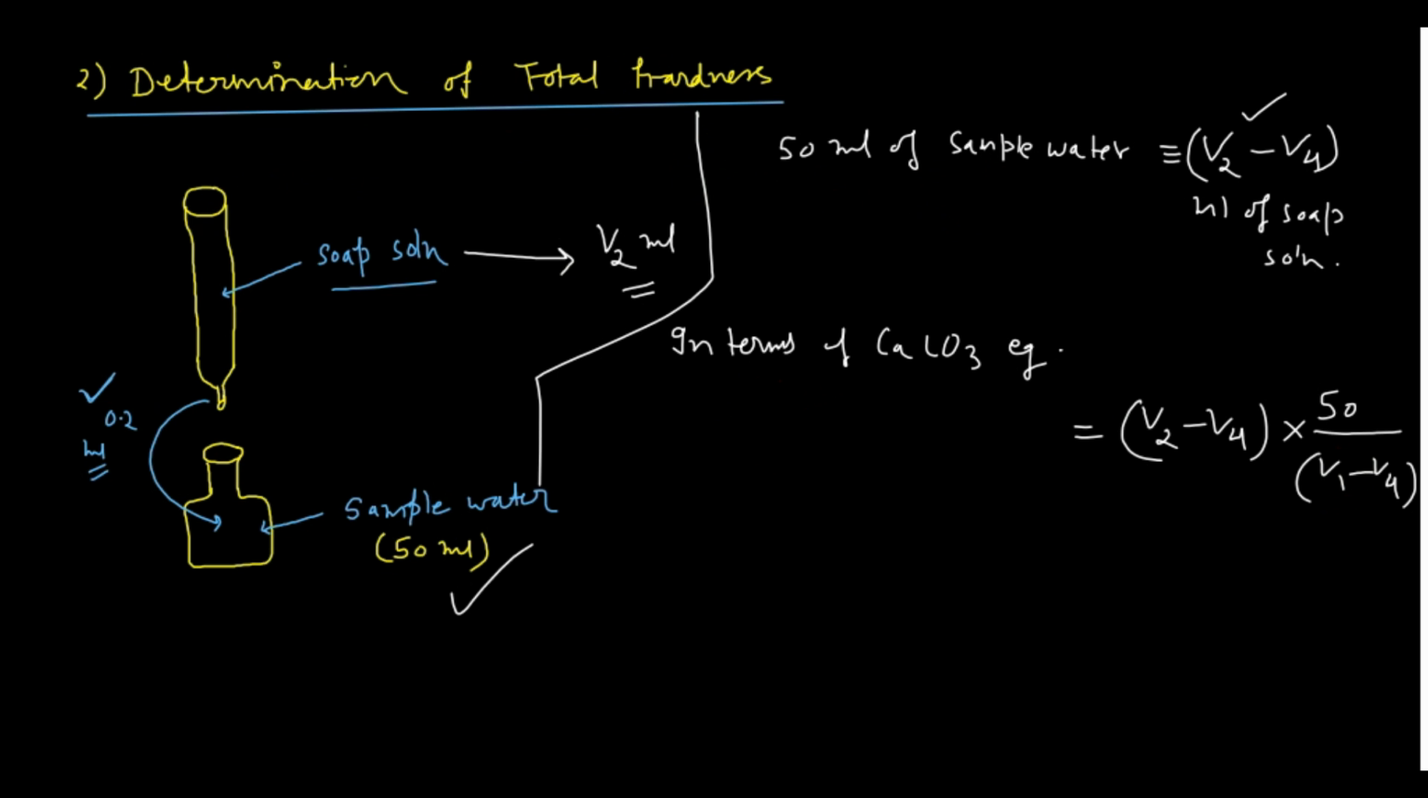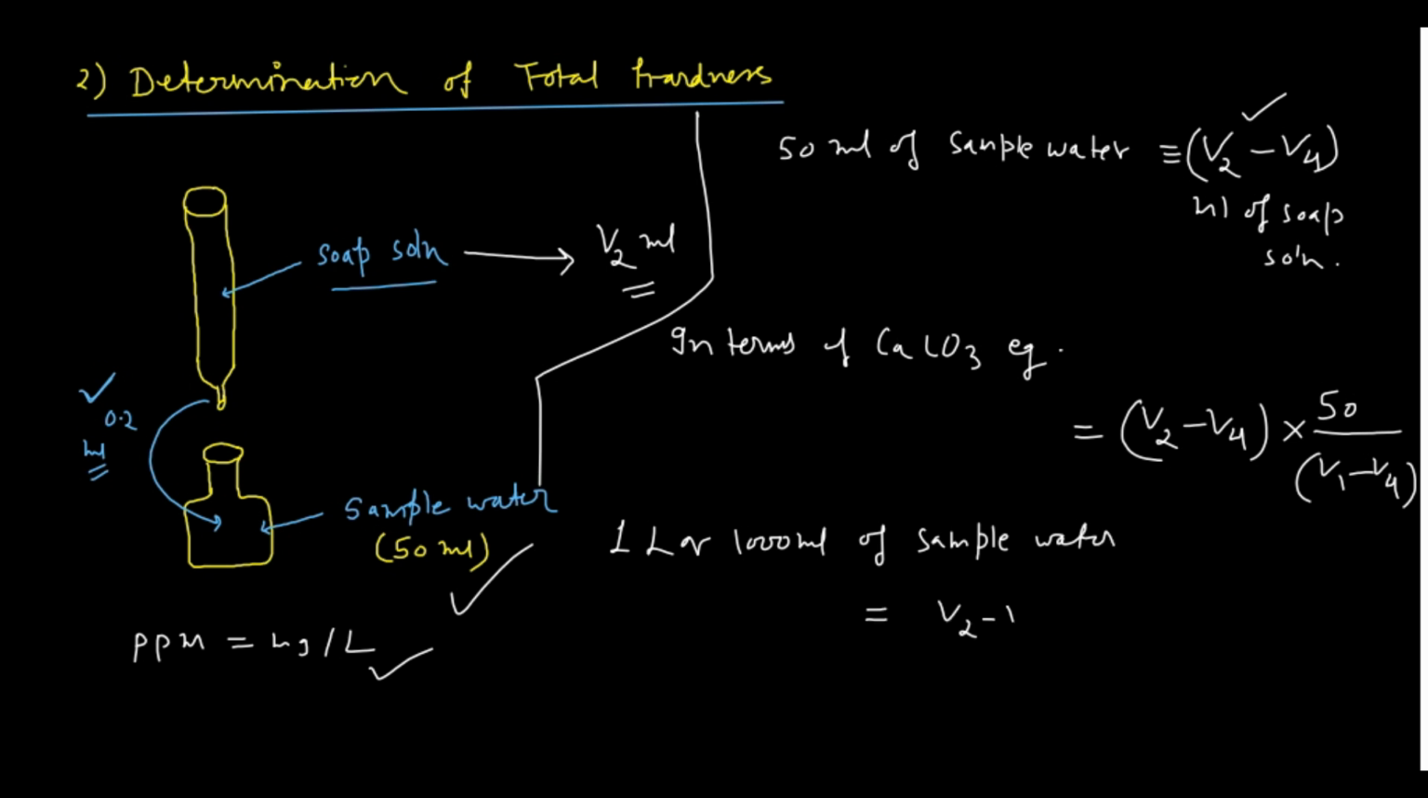And you know, when you determine the total hardness, you always determine it in milligram per liter or in ppm. Ppm and milligram per liter are same. Ppm equals milligram per liter. That means you need to do the calculation for 1 liter. So for 1 liter, or you can write 1000 ml of sample water, this is equal to what?